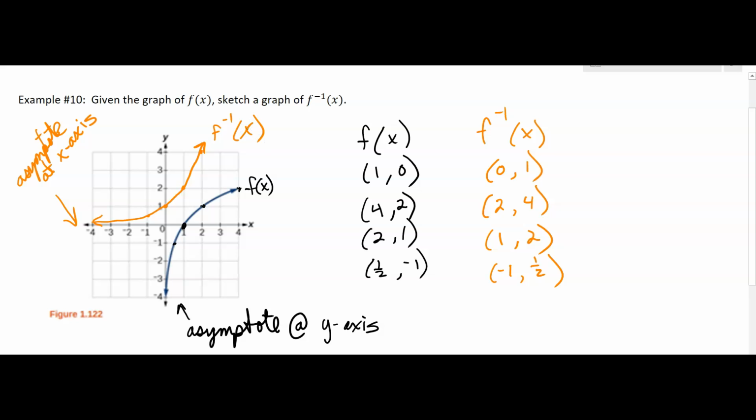Now, is it symmetric about that diagonal line? So I'm drawing in that green line. That green line is the y equals x line. And is it symmetric? Could I fold my paper along the green line and have the orange points line up with the blue points? And yeah, it is. Okay, so those are pretty fun.